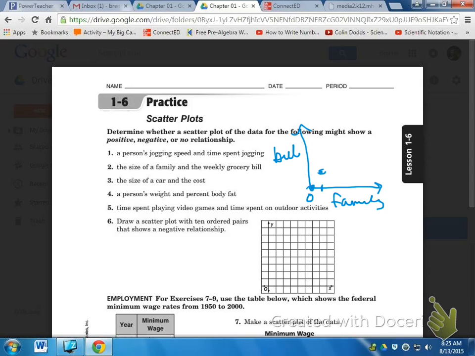But let's say you get married, then you have a kid, and maybe another one, and they're boys, and they eat a lot. What's going to happen to your grocery bill? Sienna? It's going to go up. So the relationship between the size of a family and a grocery bill, what do you think? Positive, negative, or none? Layla? Positive. Definitely positive.